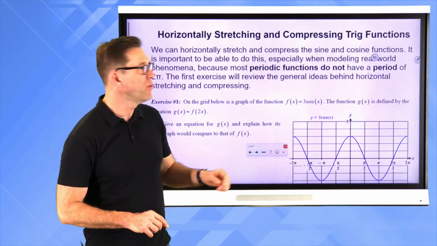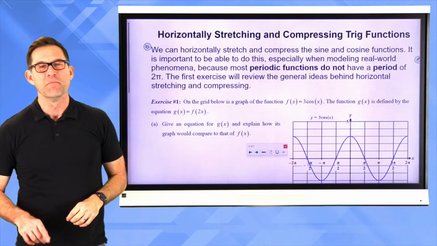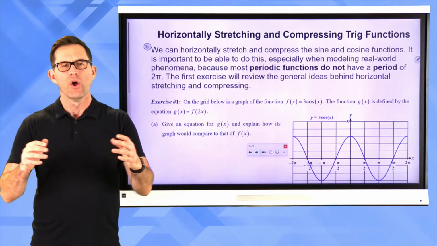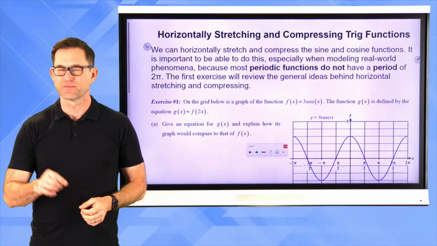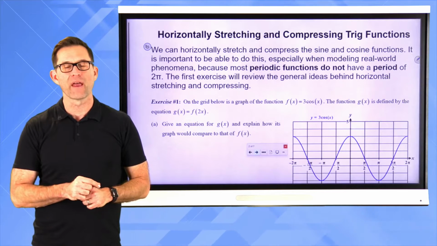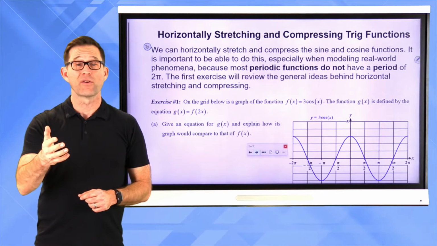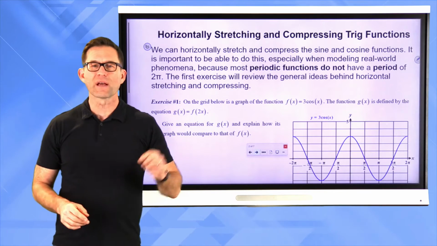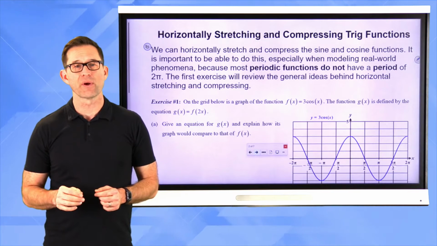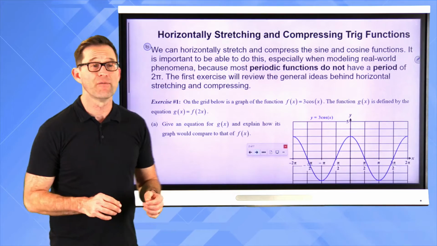It's important to be able to do this, especially when modeling real world phenomena, because most periodic functions do not have a period of 2 pi, right? So normal cosine and sine graphs, just sine x and cosine x, they repeat their fundamental pattern every 2 pi radians because that's how long it takes you to get around the unit circle. The first exercise will review the general ideas between all horizontal stretching and compressing, which we saw back a few units ago when we looked at transformation of functions.